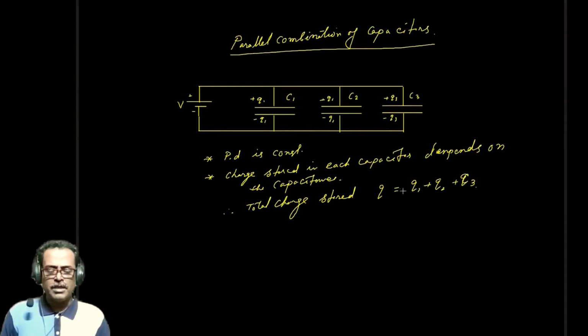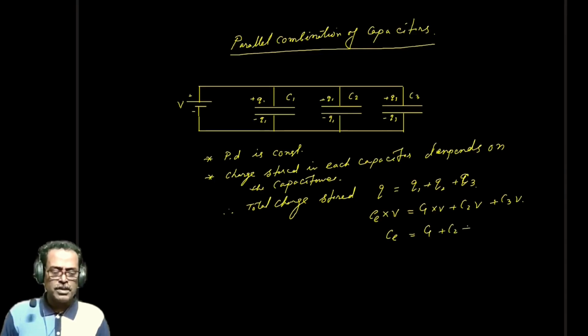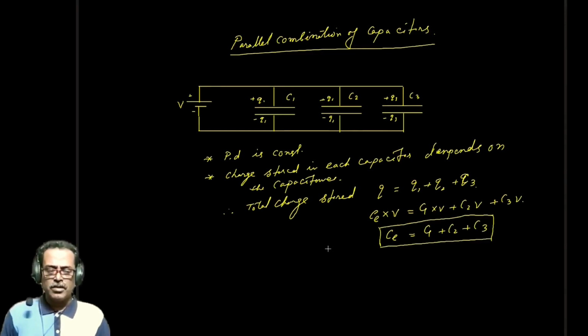Now, if CE is the equivalent capacitor, that means it will store Q amount of charge when connected with V potential difference. So we can say that CE into V is equal to C1 into V plus C2 into V plus C3 into V. Cancelling V from each side, we get CE is equal to C1 plus C2 plus C3. In case of parallel, individual capacitances should be added to get the equivalent capacitance.